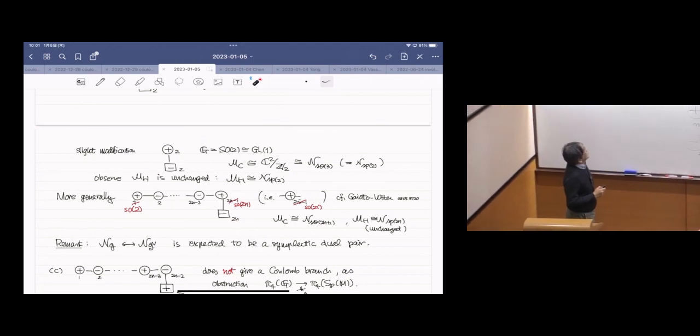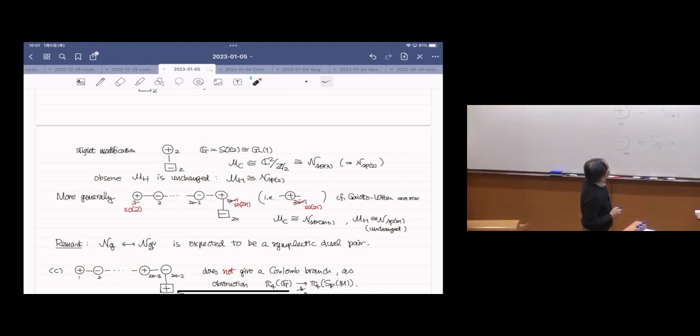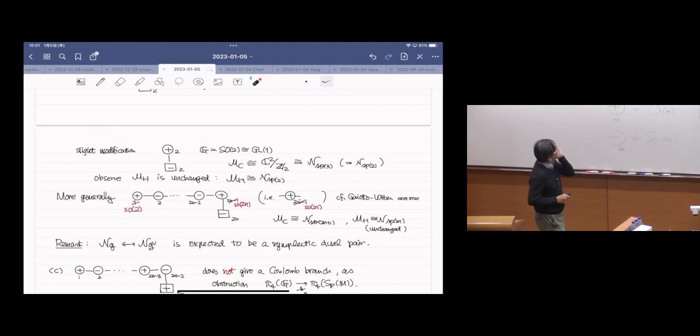So I applied the same modification. Instead of the odd orthogonal group, I just replace it with S of even, increasing the dimension by 1, S of 2i. And in fact, this ansatz was found by Gaiotto and Witten in 2008.